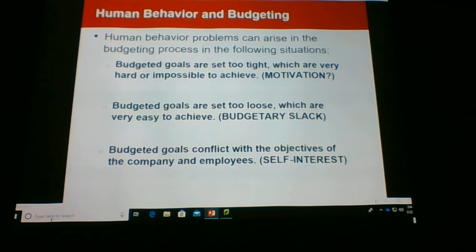I was in the accounting department. But some of the higher ups definitely had that as a strategy, and that would be considered a self-interest conflict. All right?